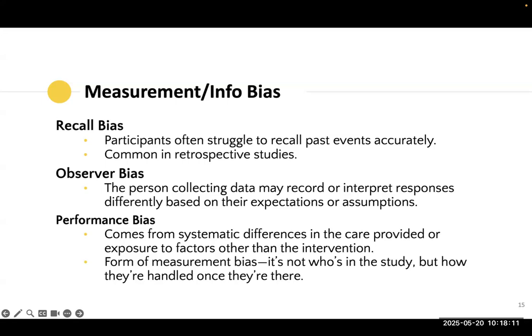Performance bias is a very interesting one, and it comes from systematic differences in the care of the provider or the exposure to factors other than the intervention. And this one's weird. It's a form of measurement bias because it's not about who's in the study, but how they're handled once they're in the study. So that's a very interesting one to me. I did pop a few of my favorites in here.